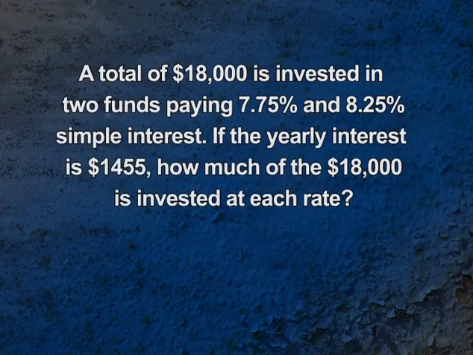A total of $18,000 is invested in two funds paying 7.75% and 8.25% simple interest. If the yearly interest income is $1,455, how much of the $18,000 is invested at each rate?